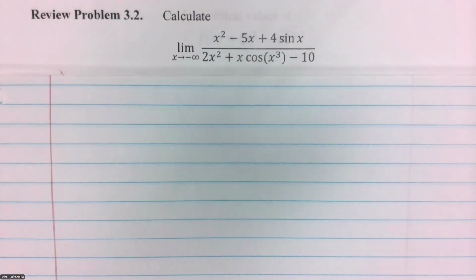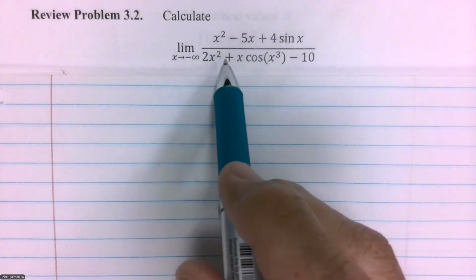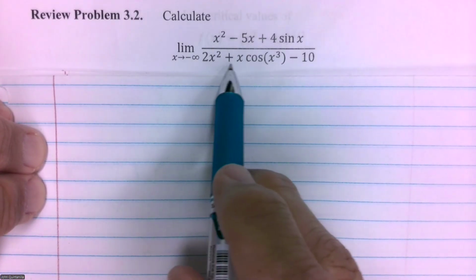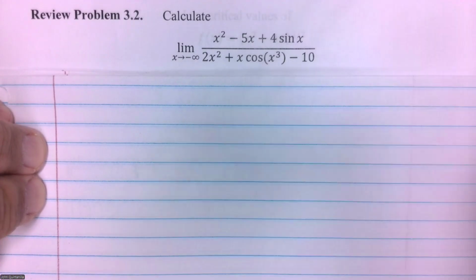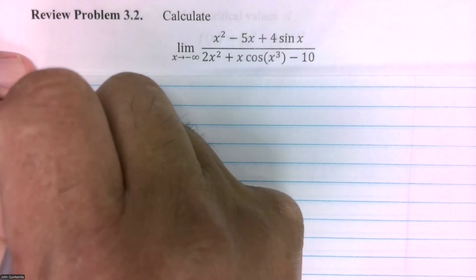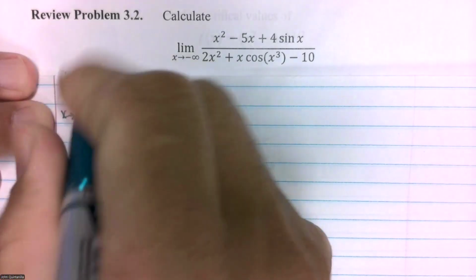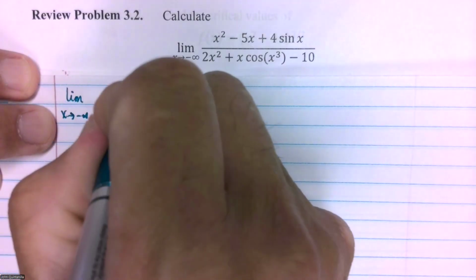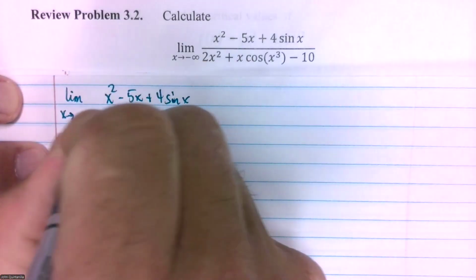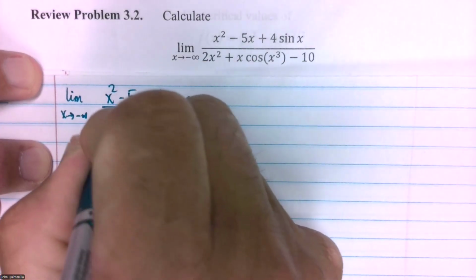For this problem, we're going to take a look at this complicated limit: the limit as x goes to negative infinity of (x squared minus 5x plus 4 sine x) over (2x squared plus x cosine of x cubed minus 10). To get started, I'm first going to simply recopy the limit, and then we'll start talking about what we're supposed to do with it. So that's the numerator, and then let me copy the denominator.